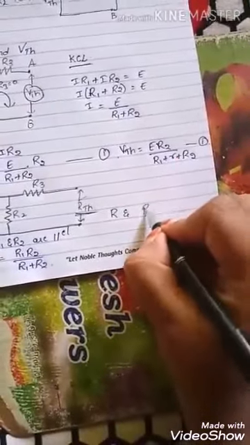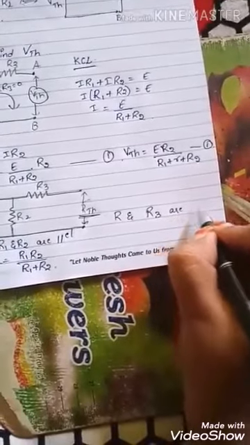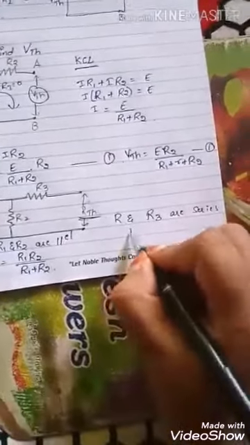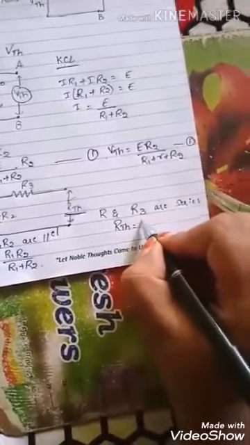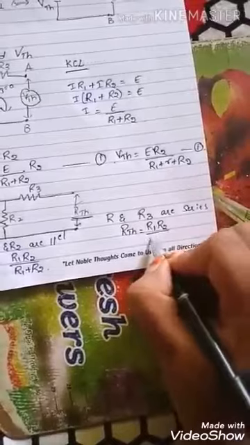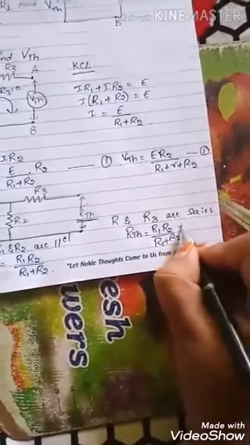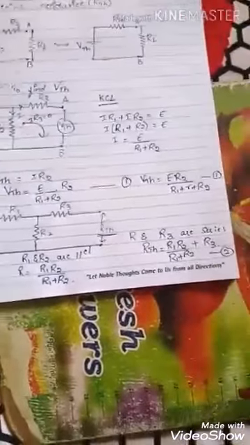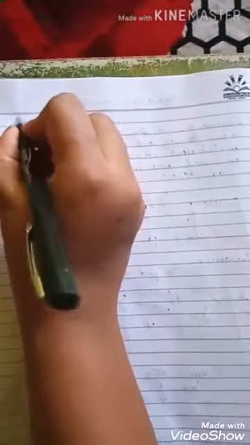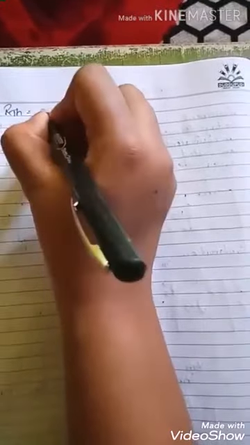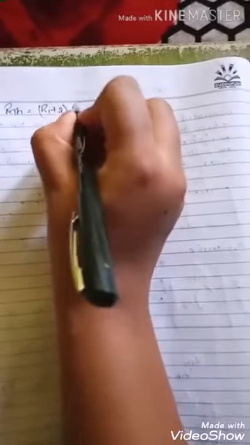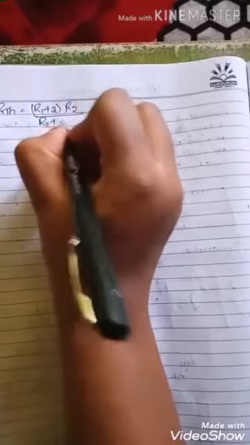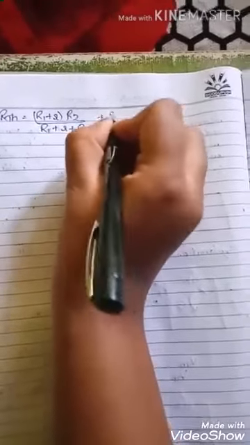Now this circuit is in series with R3, so R and R3 are in series. So we have RTH, the Thevenin's resistance, as R1 R2 divided by R1 plus R2, plus R3. This is the Thevenin's resistance. Similarly, if we have internal resistance, then the Thevenin's resistance becomes R1 plus R into R2 divided by R1 plus R plus R2, plus R3.